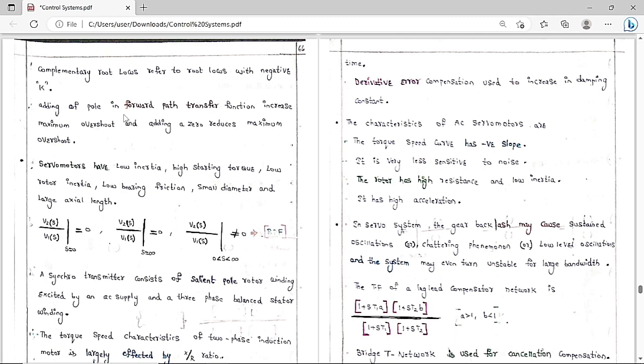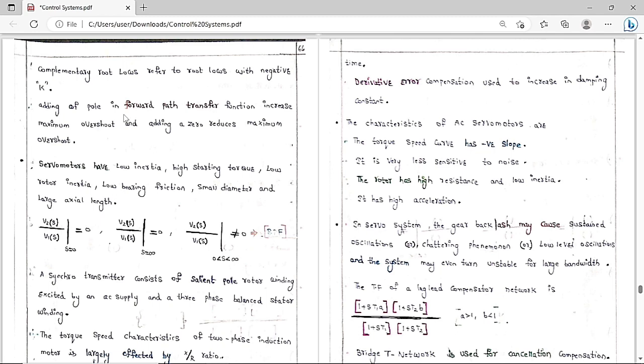With the help of a lag compensator, what is going to happen is it is going to improve the steady state response. Whereas adding a zero means it is going to shift the root locus to the LHS of the S plane. Therefore the system is said to be stable. Adding a zero means it is a lead compensator. Adding a pole means it is a lag compensator. This I have already told you.